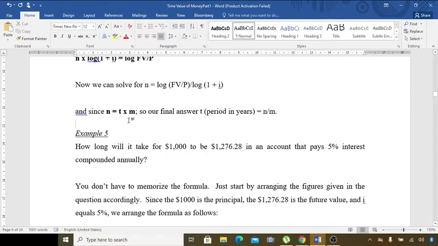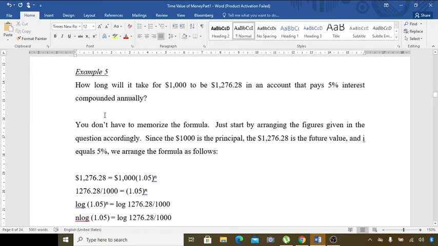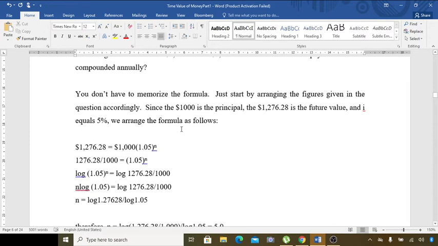Let's look at an example. How long will it take for $1,000 to become $1,276.28 in an account that pays 5% interest compounded annually? You don't have to memorize the formula. You just start off with the basic formula and rearrange it yourself. Since 1,000 is the principal, 1,276.28 is the future value, and i equals 5%.